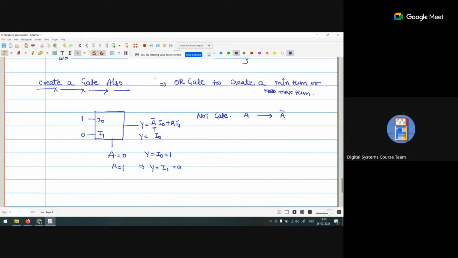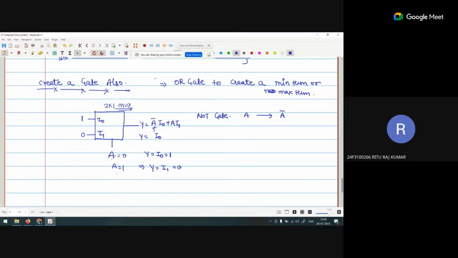So we can create a NOT gate using a 2 cross 1. Any doubt, or should I explain it?